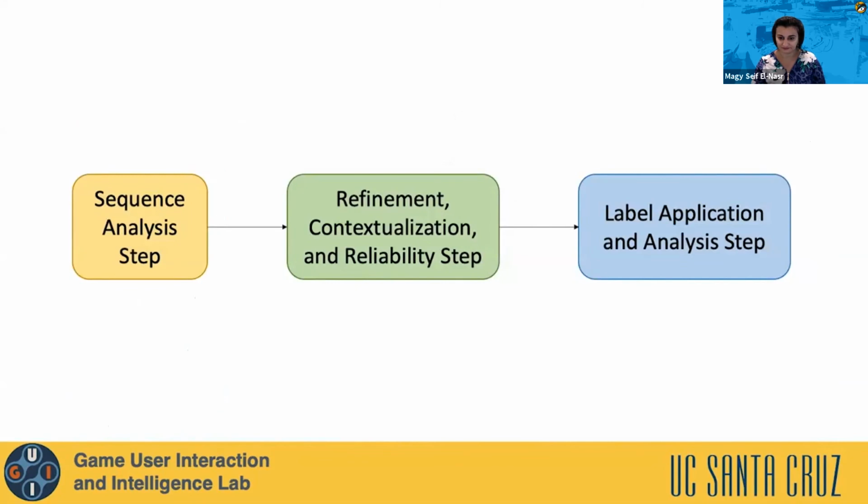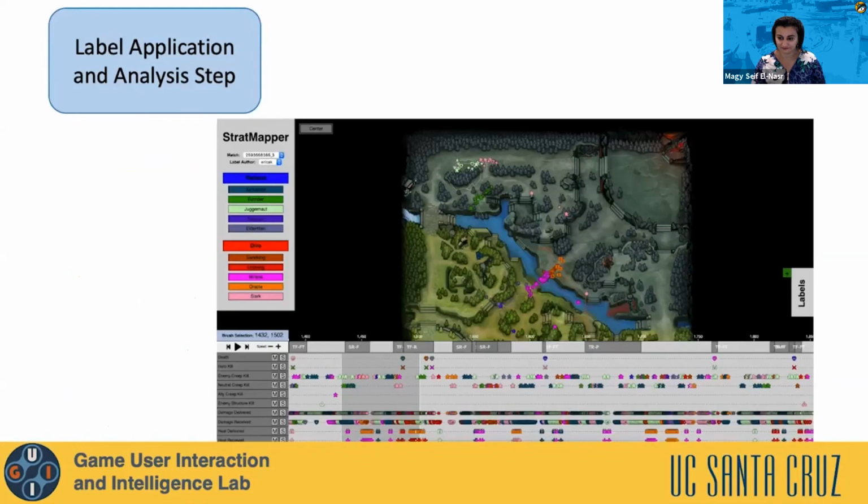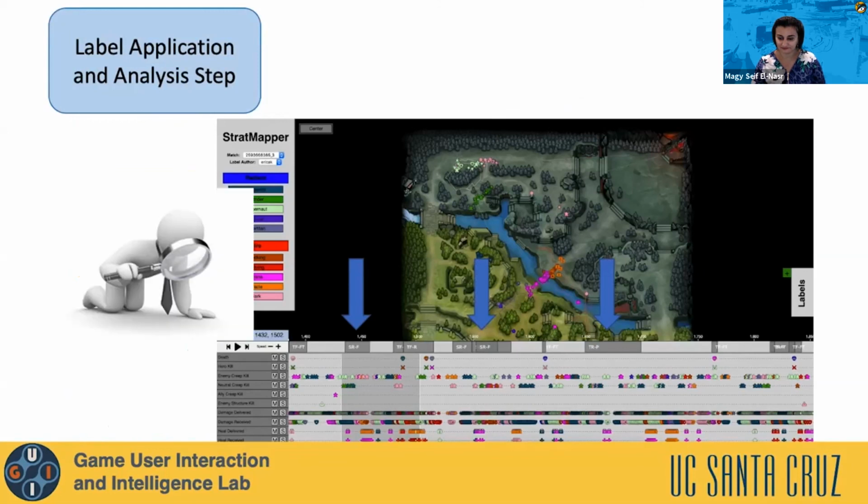Finally, the last step is label application and analysis. In this final step, analysts can use StratMapper to apply the behavioral labels, which are now combined with contextual tags, across as much of the gameplay as they want. These applications can then be analyzed to draw conclusions about player behavior, and this analysis can be done either in StratMapper itself or with another tool such as Glyph.